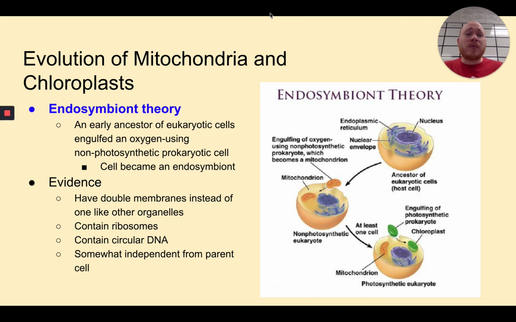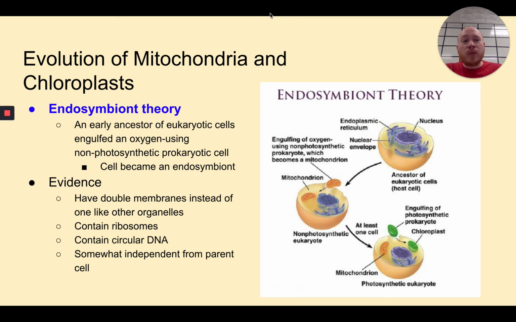We have a number of pieces of evidence for this theory, by the way, because a good theory is going to be backed up by evidence. One, chloroplasts and mitochondria have double membranes instead of one, like normal regular organelles, like an endoplasmic reticulum. They contain their own ribosomes, and they're unique to their actual organelle. They're not the same ribosomes found in the rest of the cell.